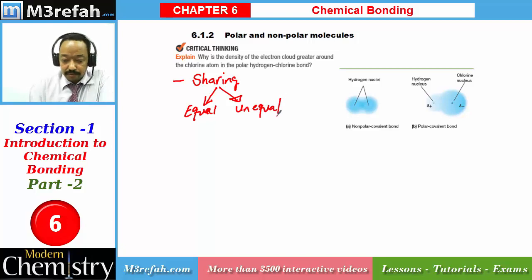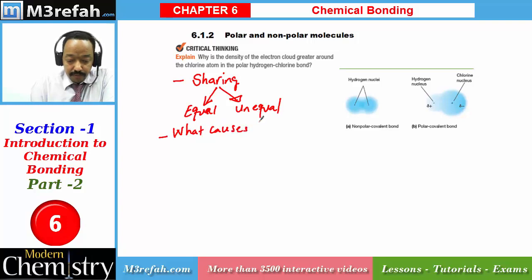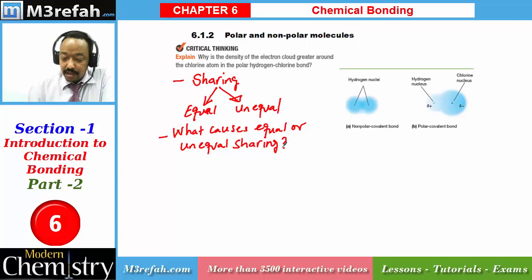So what causes equal sharing or unequal sharing? And the answer for this, in short, is electronegativity. What does it mean, electronegativity?